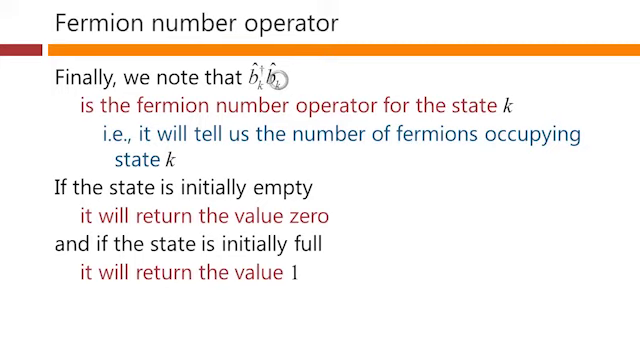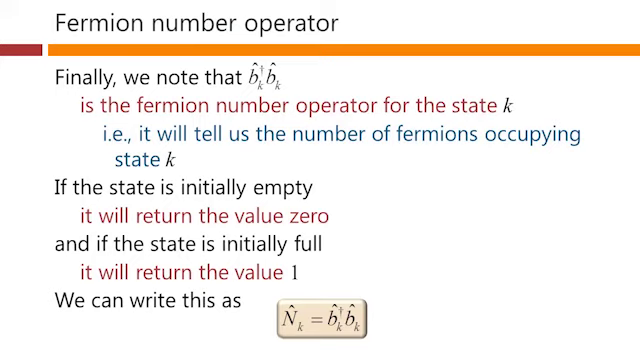The annihilation operator operating on the full state will turn it into the state with no particles in state K, and then the creation operator will turn it back into the state with 1 particle in state K. So we can formally write this, if we like, by analogy with what we had for the boson case, as a number operator for this fermion single particle state K.